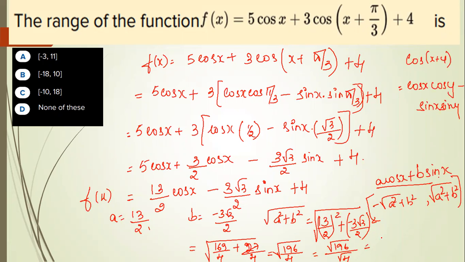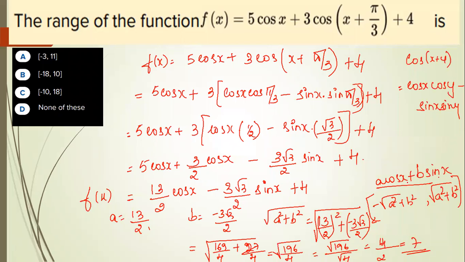So if you do the separate square root, square root of 196 by square root of 4. What is the square root of 196, students? Square root of 196 is 14. Square root of 4 is 2. Yes. So 14 by 2 is how much? 7. Okay. So this is the value of square root of a square plus b square. What is the value? It is 7.